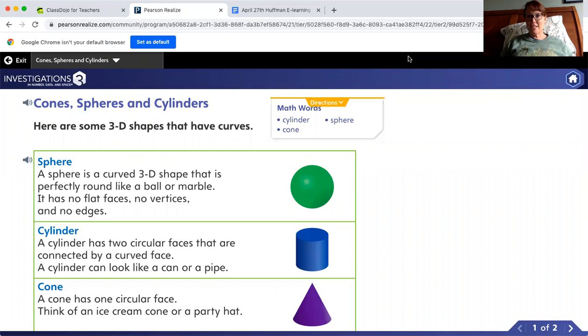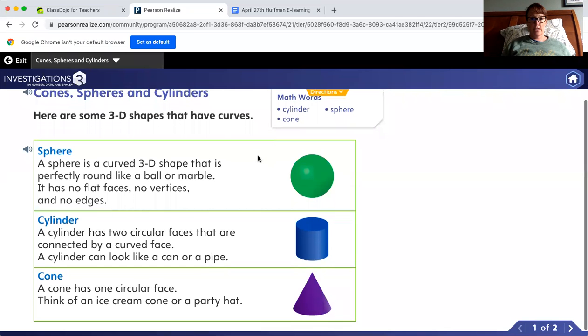Hi, boys and girls. We are going to start talking about 3D shapes and math, and we are going to first start talking about cones, spheres, and cylinders. So if you look at your screen, we're going to look at this green ball, which is a sphere, and we're going to talk about that first.